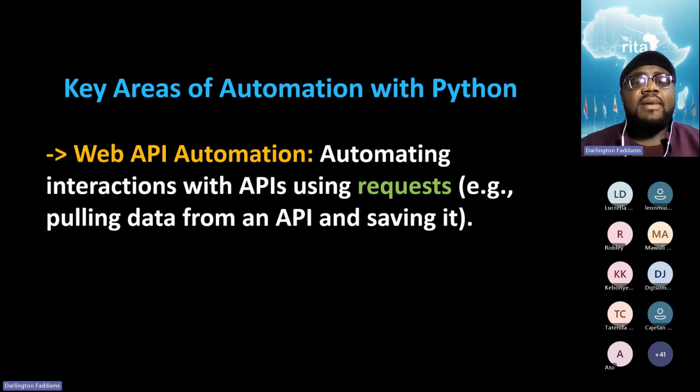Example, pulling data from an API and saving it. All right, so you can automate the process of pulling data. This automation can be done on a daily basis. And when we talk about scheduling, you can even let Python constantly run on your system, and it will perform its automated tasks on certain days. You can program it to work on certain days at certain times.